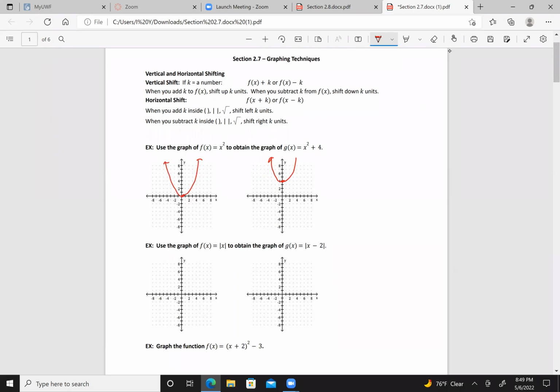Okay, here we have the absolute value of x. And remember, that was that V shape. Now we're doing absolute value of x minus 2. So we're looking at a horizontal shift, and we're subtracting. When we subtract k inside, we shift right 2 units. So instead of 0, 0, I have 2, 0. Same shape.